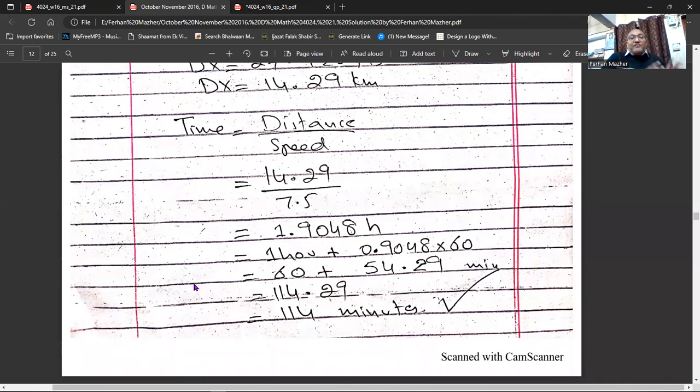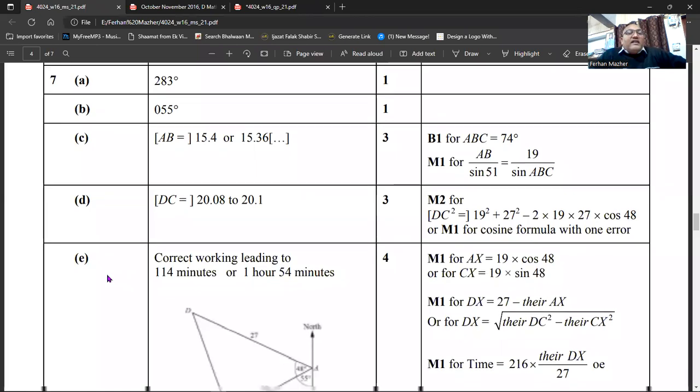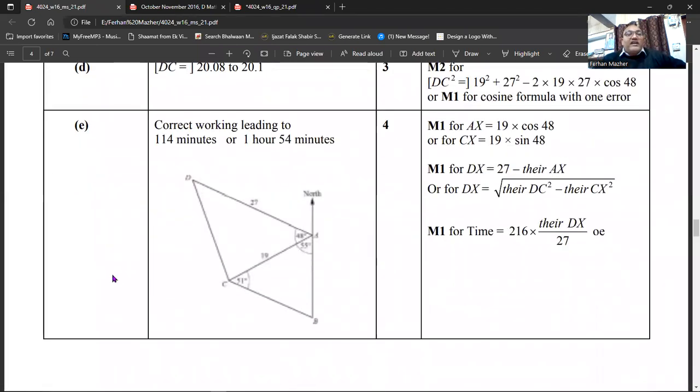So that is 1 hour plus 0.9048 multiply 60. That is 54.29. So the total time will be 114.29 minutes, because they have asked us to give the time in minutes only. So that will be 114 minutes. 114 minutes, and I hope you understand.